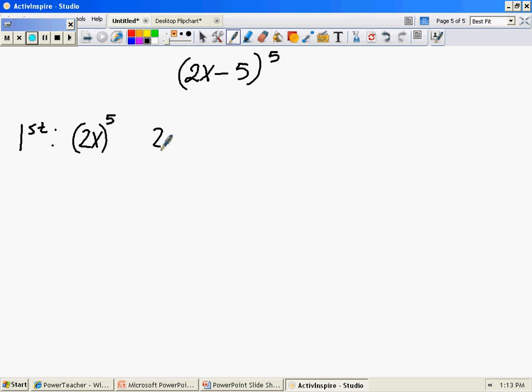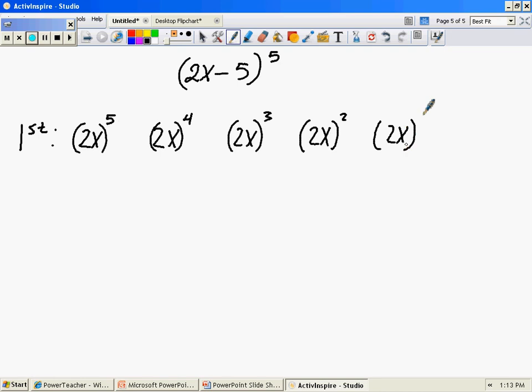And the next one will be 1 less than that, so it'll be 2x to the 4th, followed by 2x to the 3rd, and then squared, and then to the 1st power. And then the last one's to the 0 power, but we're not even going to write that because anything to the 0 power is what? 1. All right. That's what will happen with the first term.